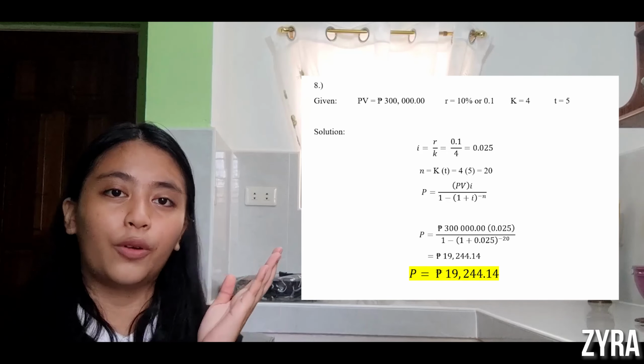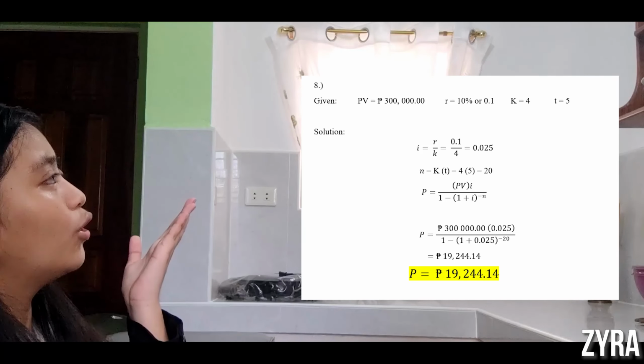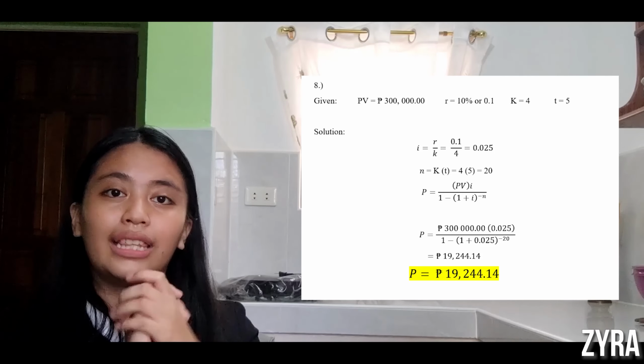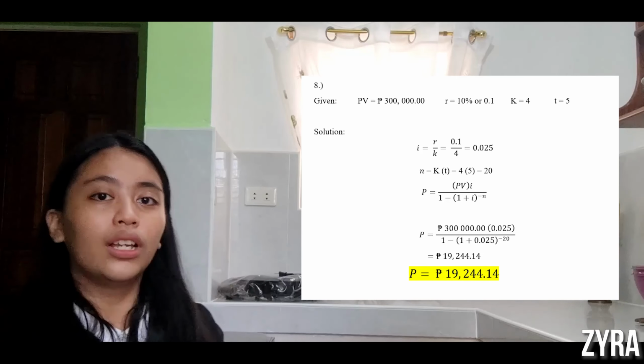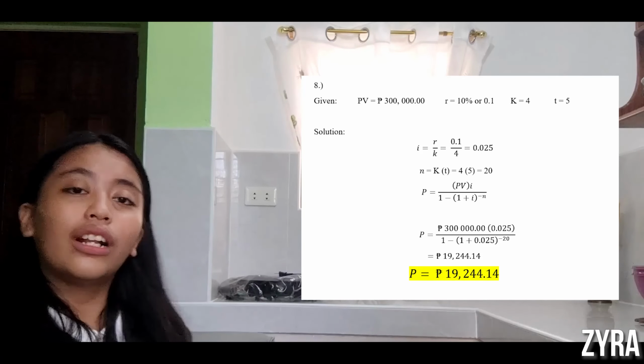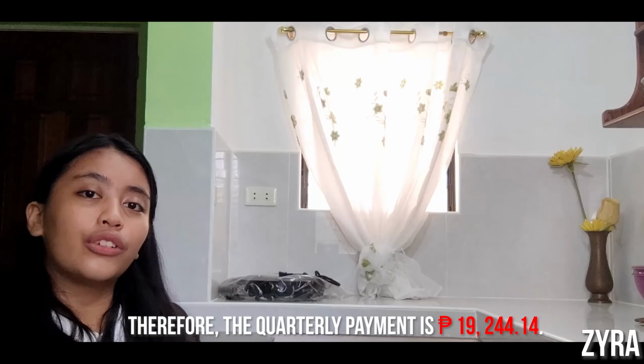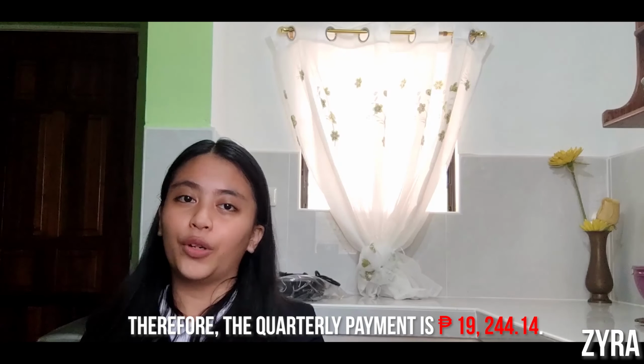If we substitute all those values within our formula, we will get the answer of 19,244.14. Therefore, we can conclude that this consumer loan's quarterly payment is 19,244 pesos and 14 centavos.